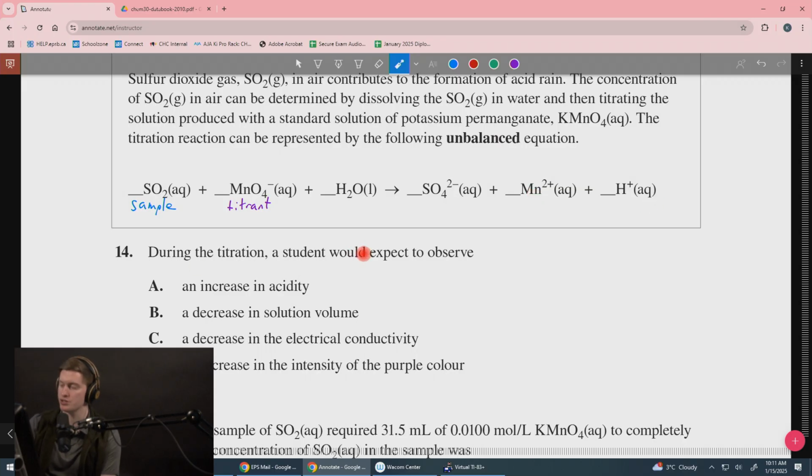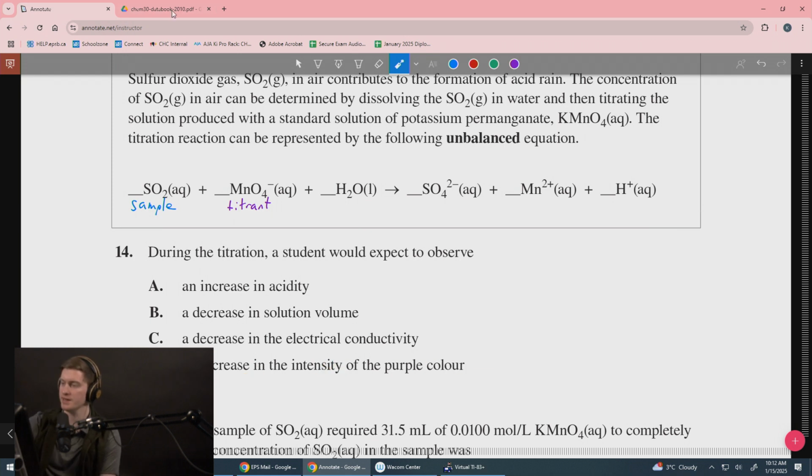During the titration, a student would expect to observe what? A, an increase in acidity. B, a decrease in solution volume. C, a decrease in the electrical conductivity. D, an increase in the intensity of the purple color.